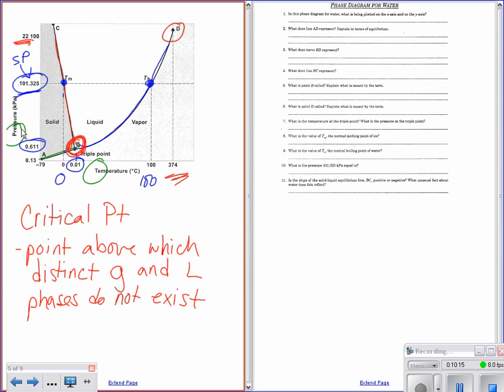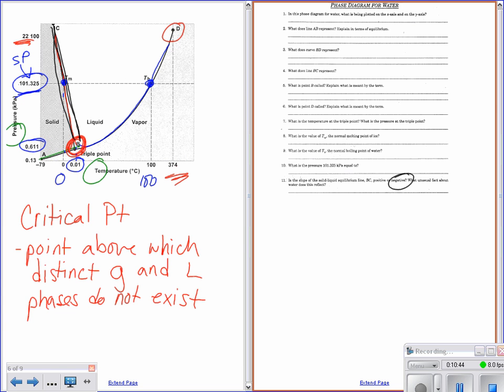Okay, and then the last one, it says, is the slope of the solid-liquid equilibrium line BC positive or negative, and what does this tell us about water? Okay, so what we want to do here, there's this line right here that tells us a little bit of information. Water is pretty unique in this fact. If you look at that, would you say that that's a positive or a negative slope? Negative slope. So it's going to be negative. What does that tell us?